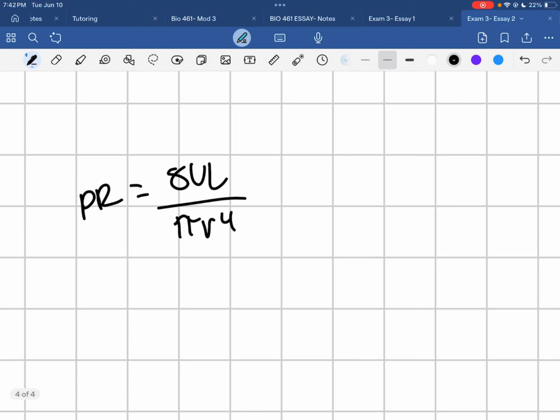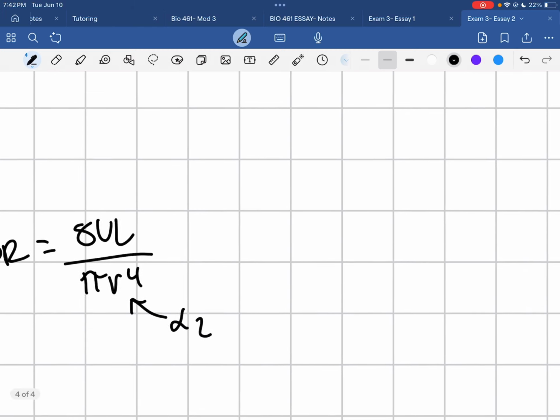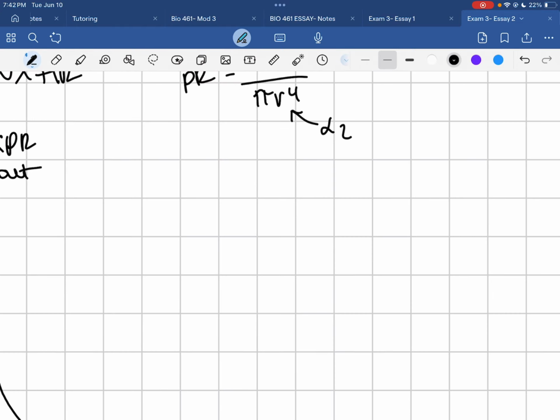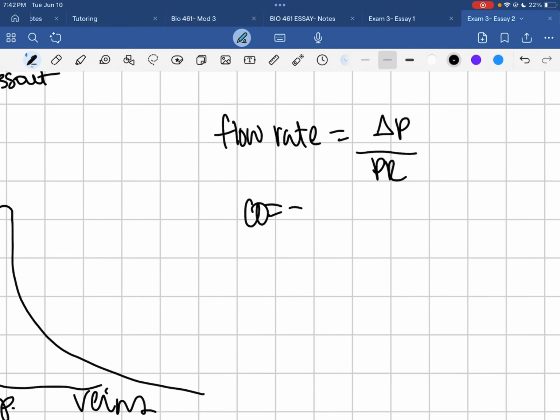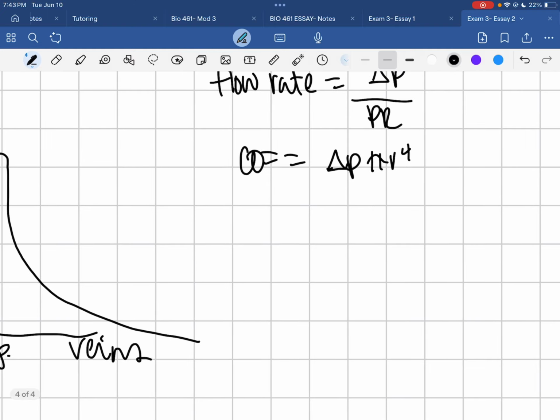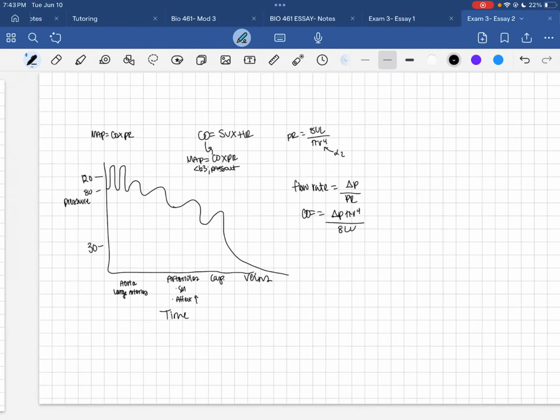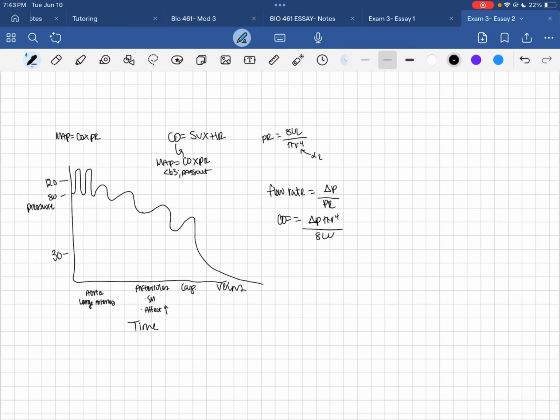And then we have our peripheral resistance, which is 8ηL over πr to the fourth, and then we also have our flow rate, which is the change in pressure over peripheral resistance, and then cardiac output is equal to change in pressure times πr to the fourth over 8ηL. Yeah, that is our mean arterial pressure.